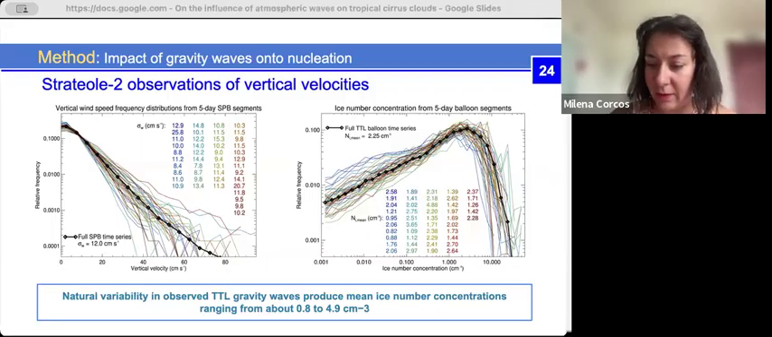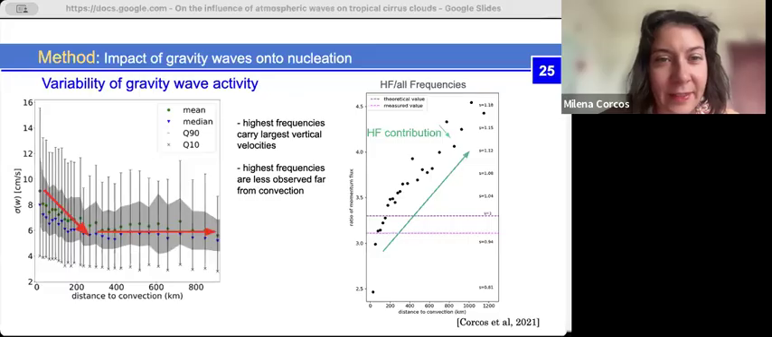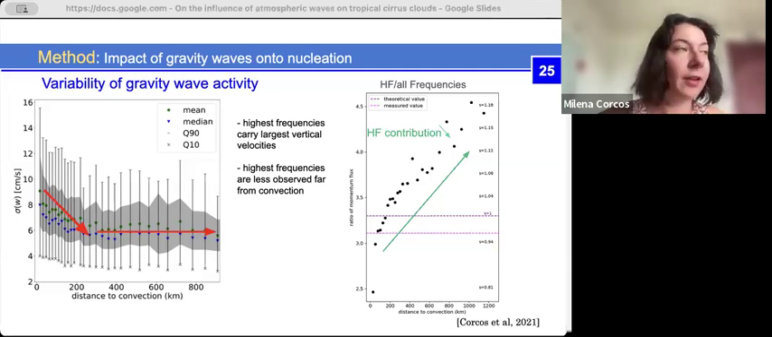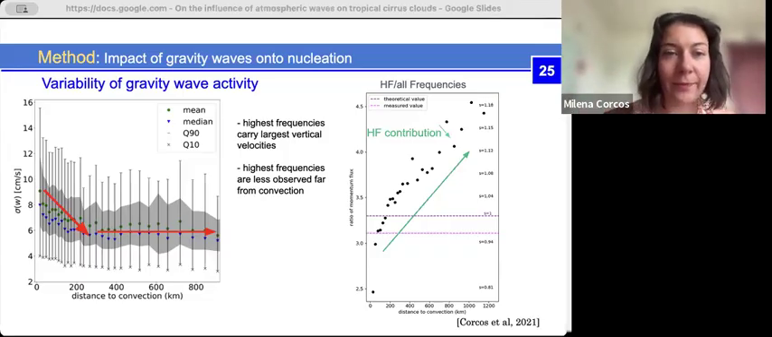So that was the first result, but we wanted to go a little bit further in investigating the gravity wave activity variability, and we decided to link it to the distance to their convective source. We know that convection is a primary source of gravity waves in the tropical band.